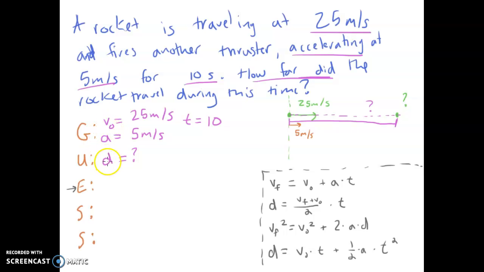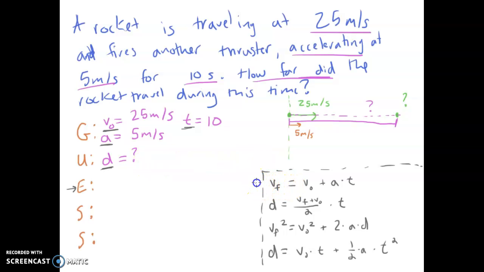If we have our givens and our unknowns written down, all we need to do is match. There's no magic to this. I just look at, hey, I've got a V naught in my givens. I've got a T, I've got an A, and I've got a D. So I've got 4 symbols. My equation needs to have those 4 symbols, and only those 4 symbols. So I just start going down the line.